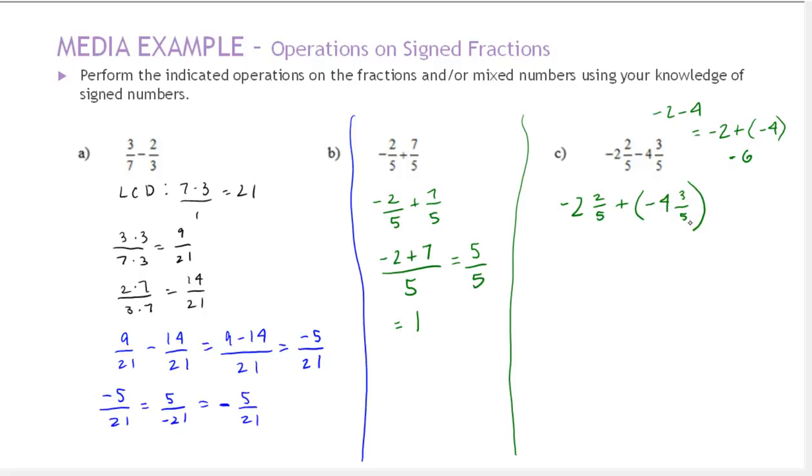Now we have two options. We can combine the whole number parts and the fractional parts, and then combine them all together. Or we can rewrite these as improper fractions to start. And let's go with that process just so we could see how it works. So here, 5 times 2 is 10 plus 2 is 12. So this is negative 12/5 plus negative 5 times 4 is 20 plus 3 is 23.